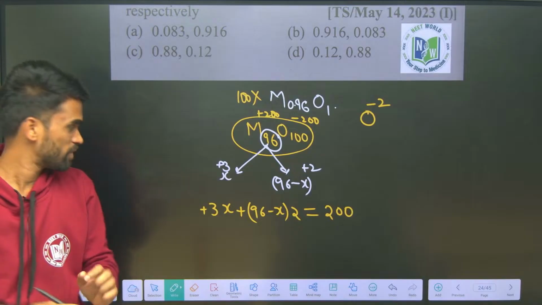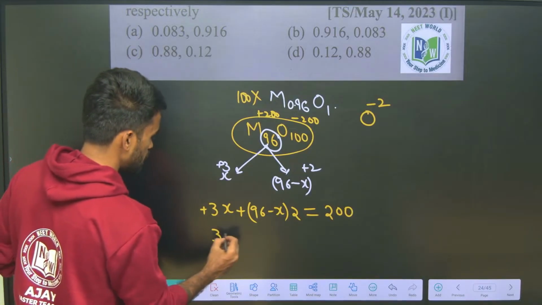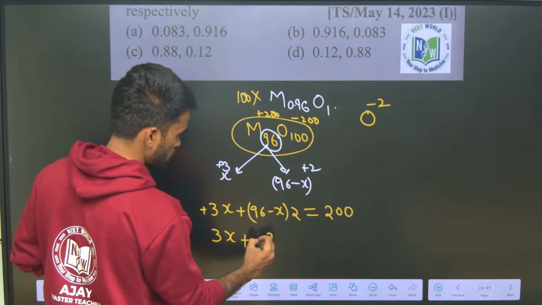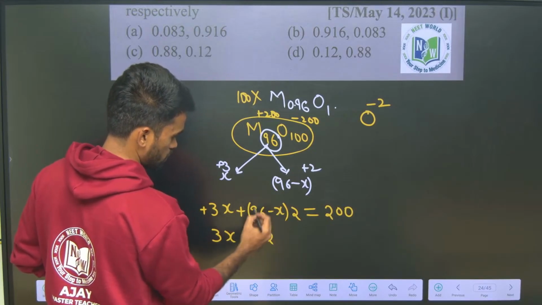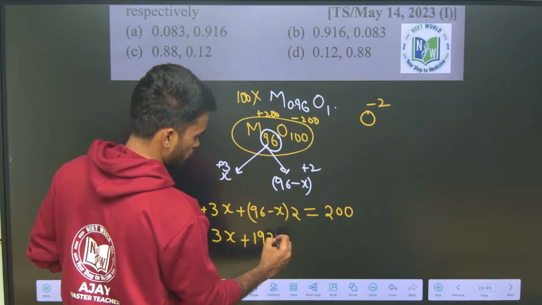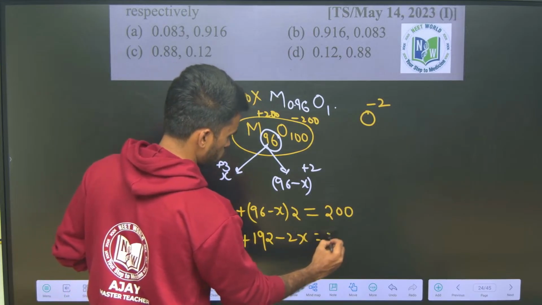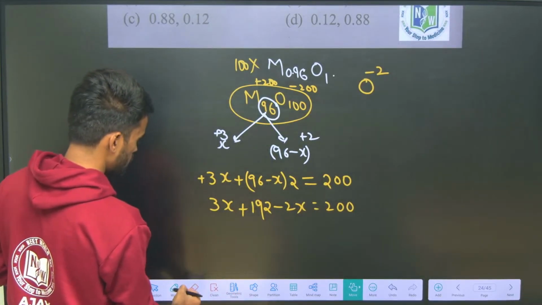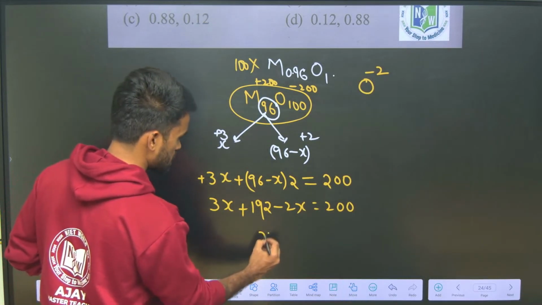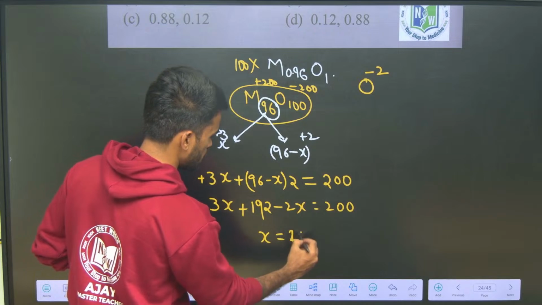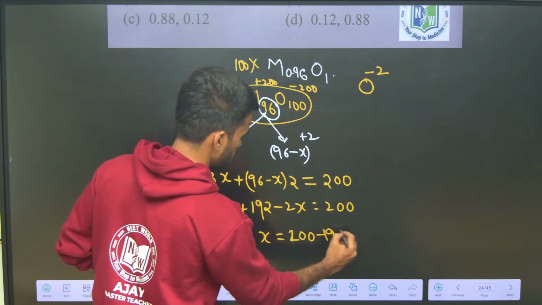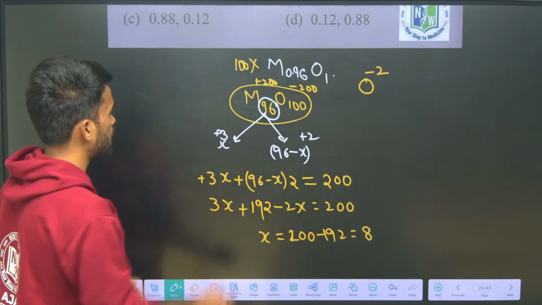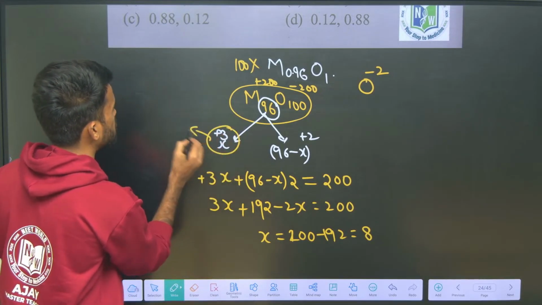Okay, try to simplify this. 3x plus 2, 1, 8, 192 minus 2x equals 200. Okay, right. So from here 3x plus 2x will be x, which equals 200 minus 192, this will be 8. So how many +3 ions are there here? 8 +3 ions are there.